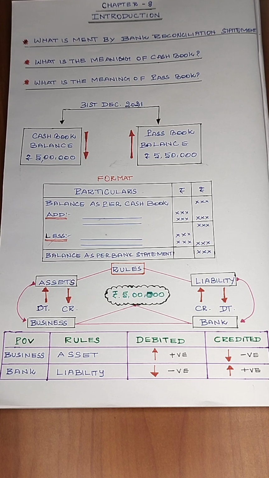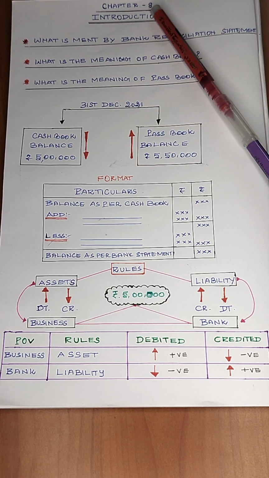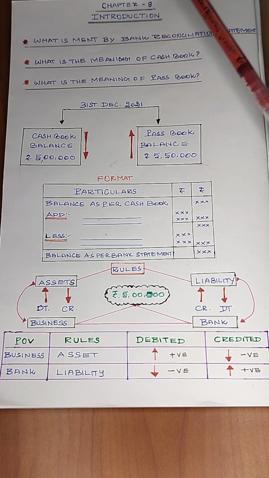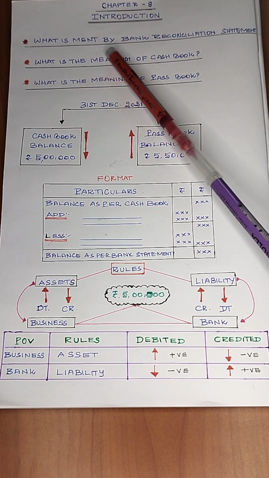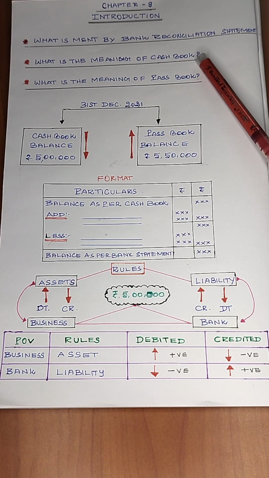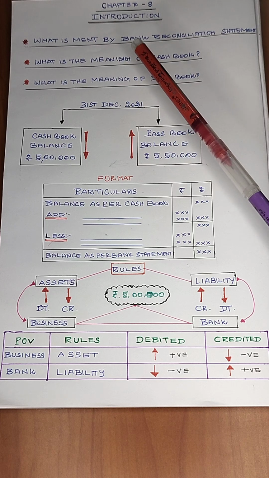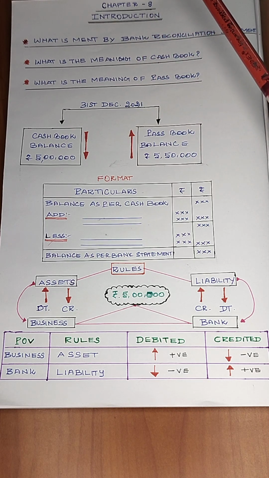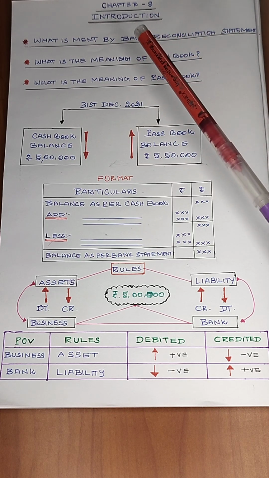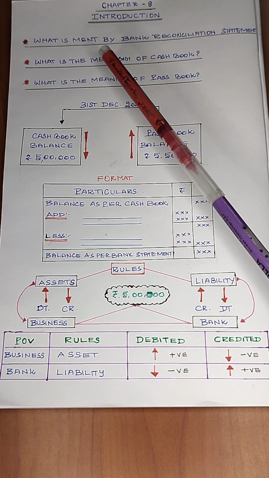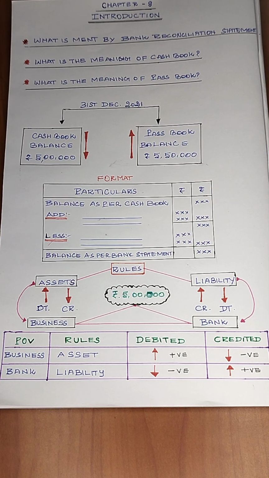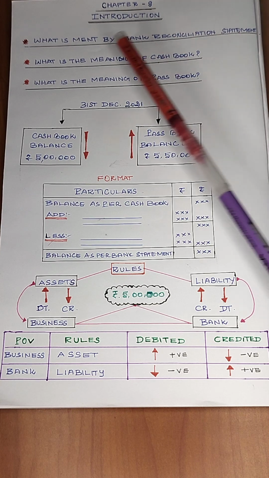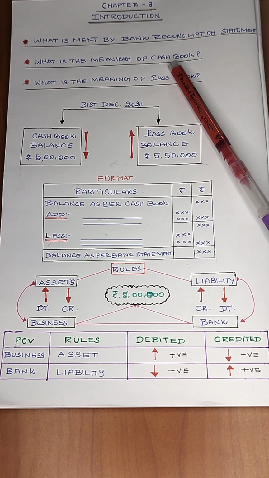In this video, we are going to learn about 11th Standard Accountancy, Chapter 8, the introduction of a bank reconciliation statement. What is the meaning of bank reconciliation statement? Bank reconciliation is a statement which is prepared to reconcile the causes of the difference between the bank balance as per the cash book and the bank balance as per the passbook.